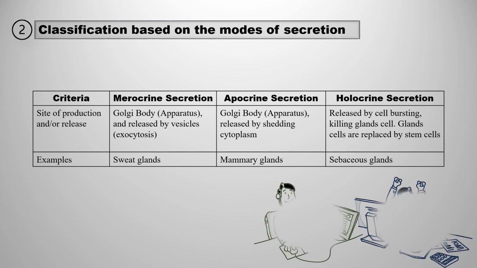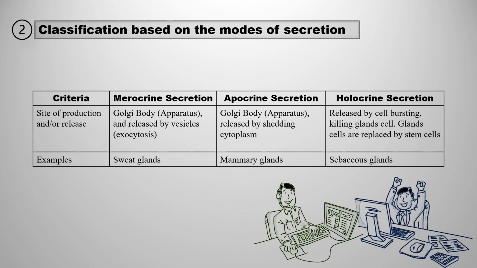Now, the second type of classification is based on the modes of secretion. I have two criteria here, and there are three types: merocrine secretion, apocrine secretion, and holocrine secretion. So those are the types of glands depending on the mode. The criteria are the site of production and the release. In merocrine, the site of production is the Golgi apparatus or Golgi body, and it's released by vesicles, exocytosis.